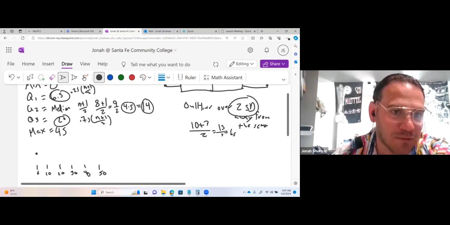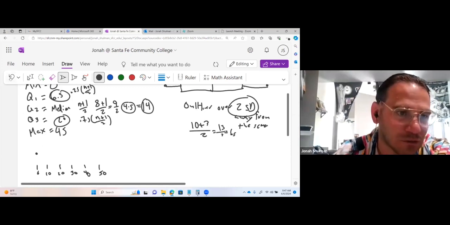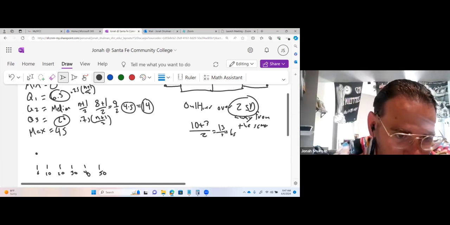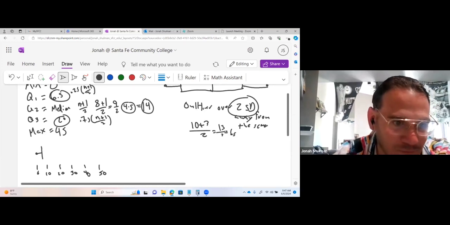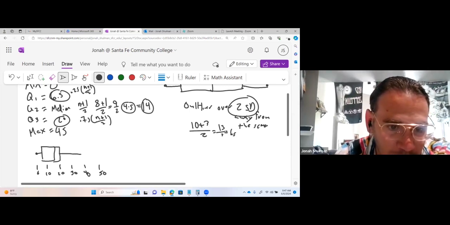Okay, so our first dot's at 0. Ta-da! Our next one's at 6.5, so it's right here, in between these two, but a little bit on the 10 side. Our next line is at 14, so it's right there, a little bit closer to the halfway part. The next part's at 20. And finally, the last part is all the way at 45.